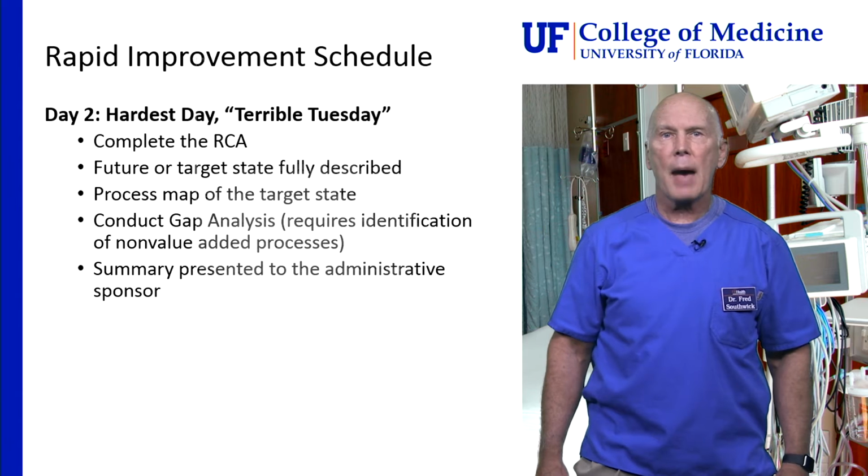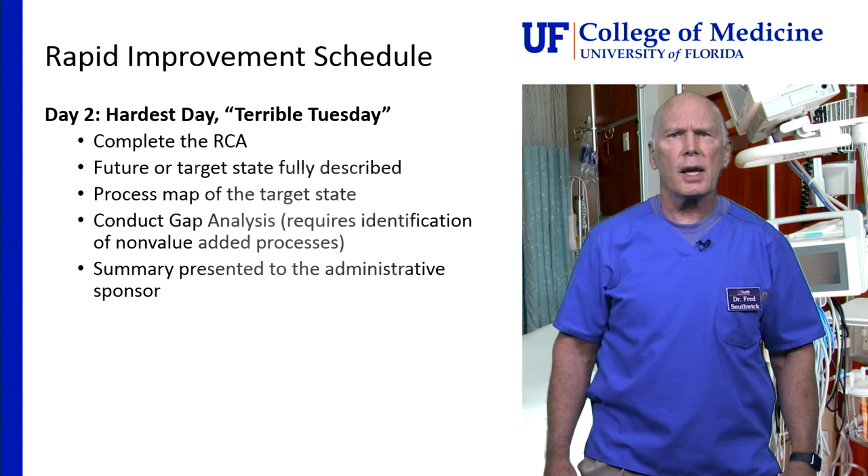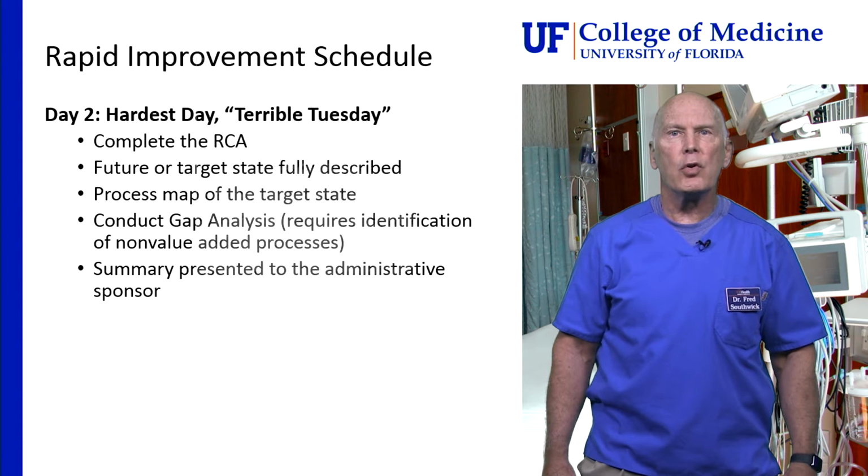Following the gap analysis, a summary of the RCA, current state, target state, and the gap analysis is presented to the administrative sponsor. This assures this administrator fully understands what the team is trying to accomplish and why. Because at the end of the RIE, this administrator must approve implementation of the improvement plan.